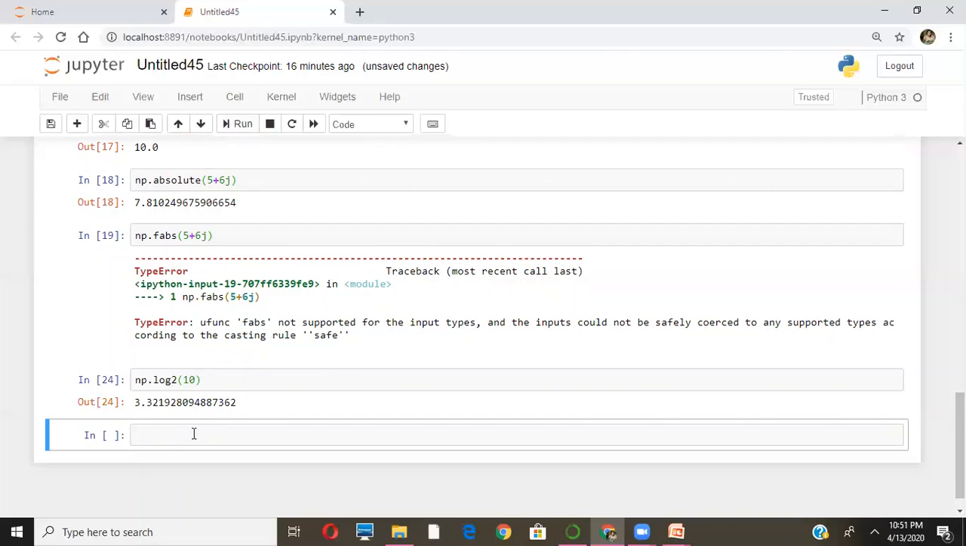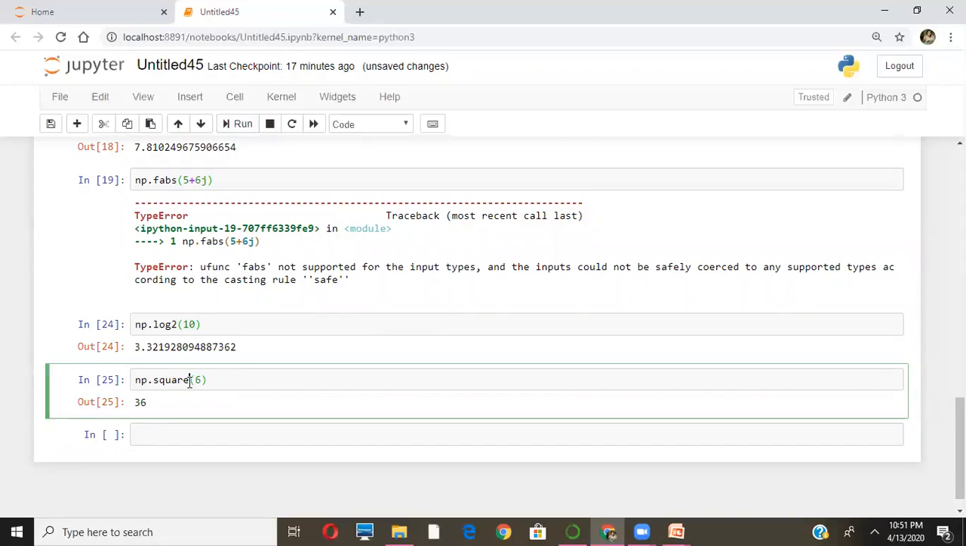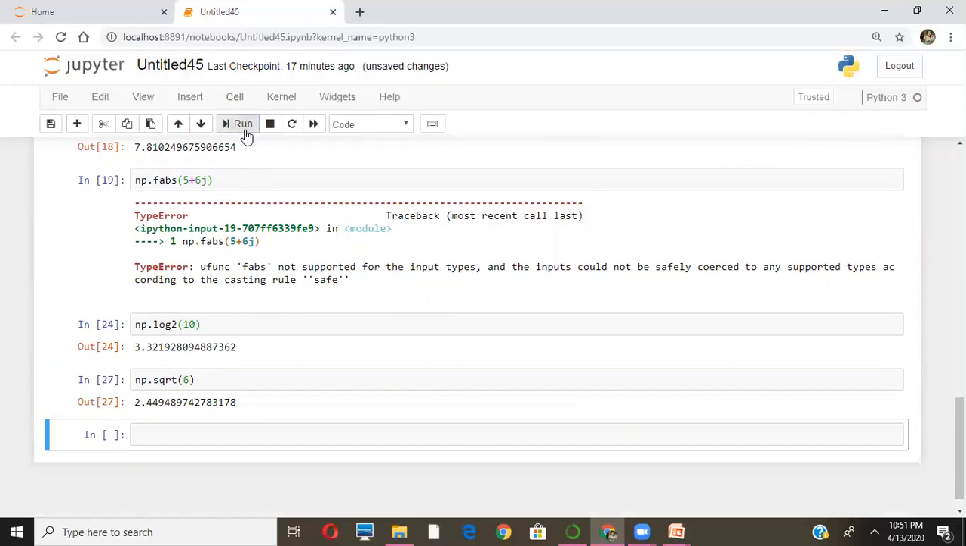And now we have some more functions like square. So np dot square basically squares whatever you give inside the parenthesis. So this gets 36. And you also have something like square root. So sqrt of 6 is also calculated. So here this is also calculated.